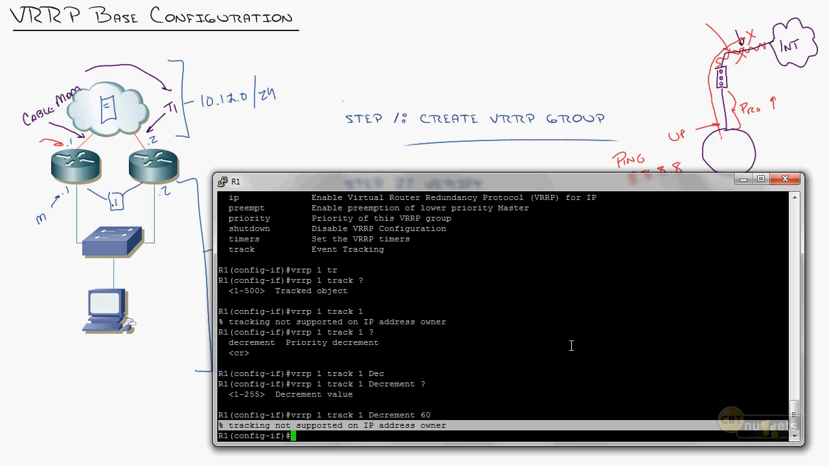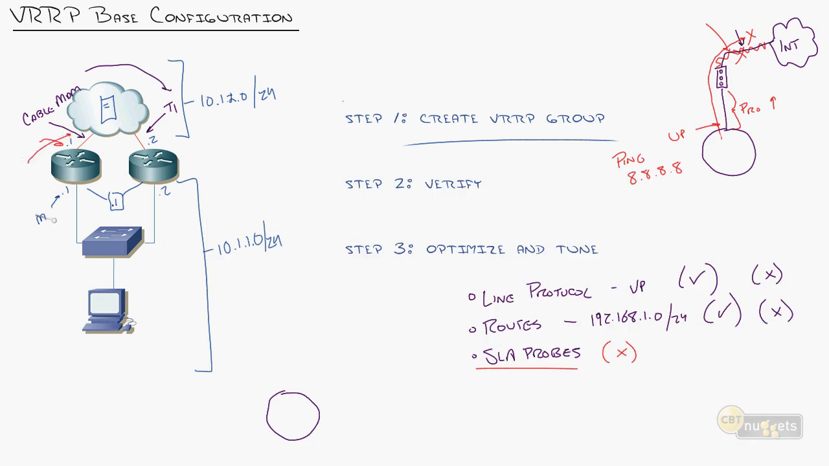It says tracking is not supported on the IP address owner. This is one of the drawbacks of using your own IP address as the virtual IP: it can't lower its priority. If I assign this IP address to this router, you don't have the ability to do object tracking, because my priority is hard-coded. I am always the master because I have this IP address assigned as my logical IP address. So initially you're like, wow, that's a big advantage. But when you can't use features like object tracking, it's like, oh, okay, maybe I want to pull back on that. That may be a good plan.